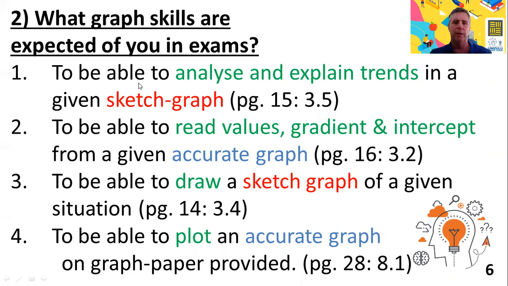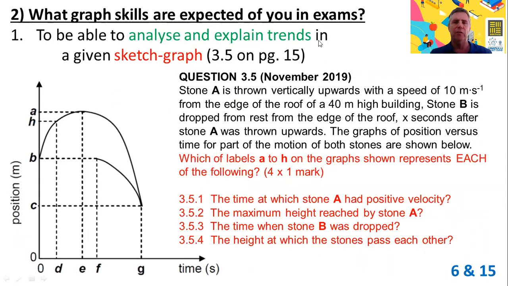Skill number 1. The skill is to be able to analyze and explain trends in a given sketch graph. The example given is question 3.5 from November 2019. It's on page 15 in your books if you want to look, or you can just look on the screen. So projectile motion very often involves graphs of motion. Sometimes you have to draw them, but in this case you have to analyze one. It's a sketch graph. You'll see it's not drawn on blocked graph paper. It's not to scale, and no values are given, just letters.